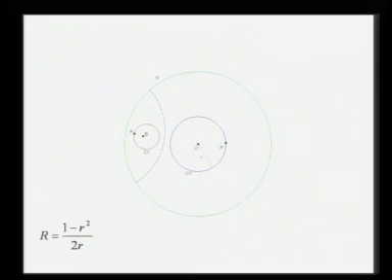That's this. But how can we locate the centers of this circle? First, we draw a circle with center at O and with the radius of capital R plus small r. And then draw a Euclidean straight line passing through O and A dash. And obviously, the intersection points of the circle and the straight line will give the centers of our required circles.